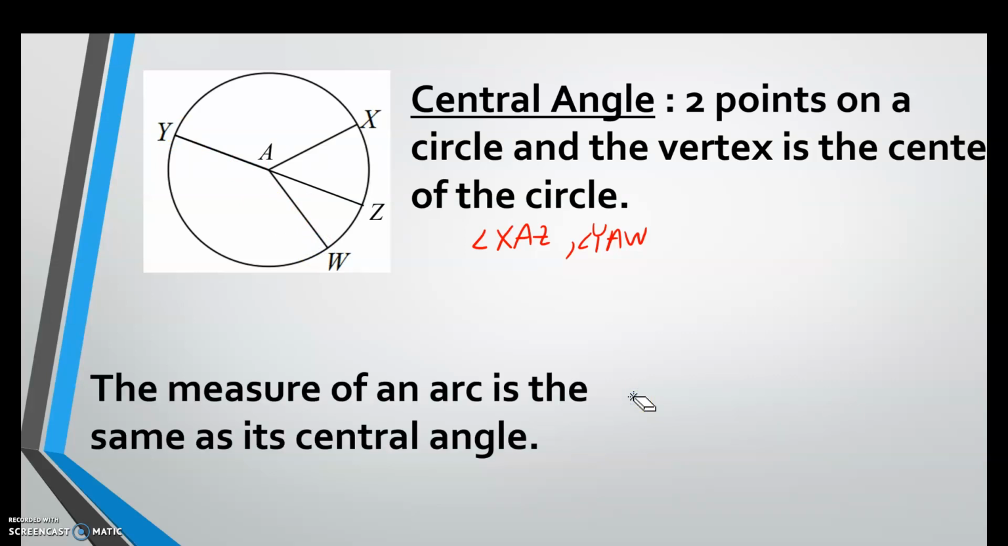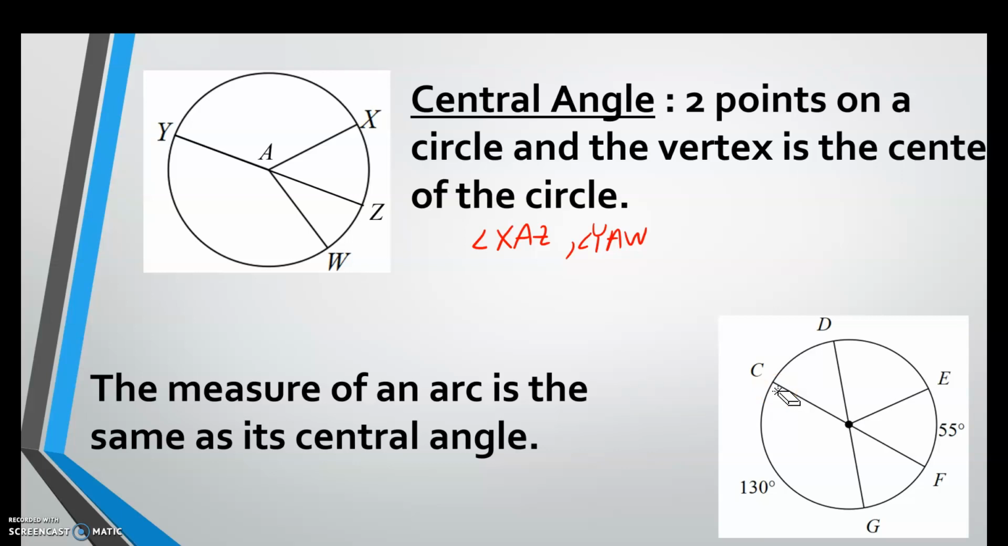The measure of an arc is the exact same as its central angle. So if I have this guy here, I know that my arc is 55 degrees from arc EF, that minor arc there, which means this angle here is also going to be 55 degrees. It is the exact same value. My arc for CG is 130, which means this arc is going to be 130. And from that, I should be able to figure out all of my different angles.